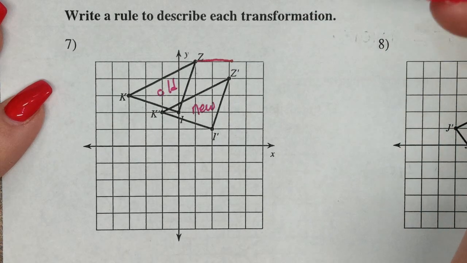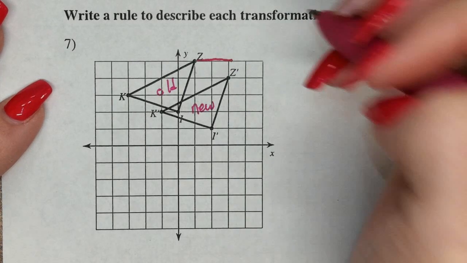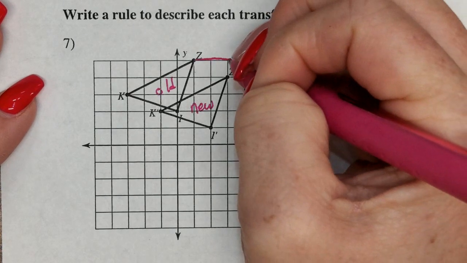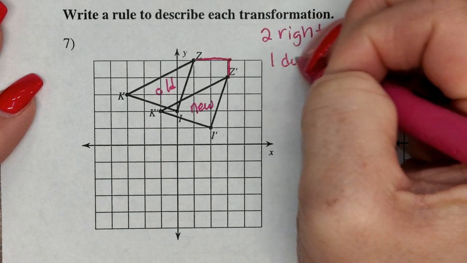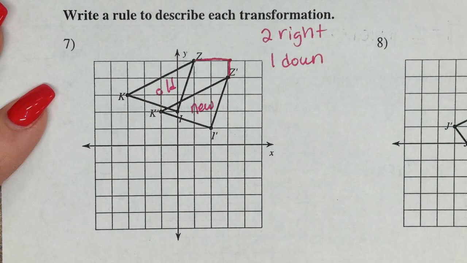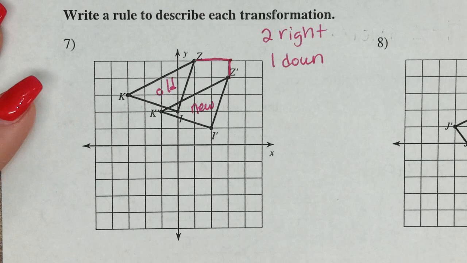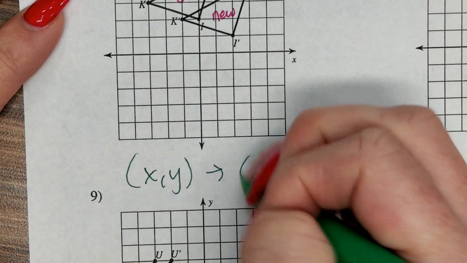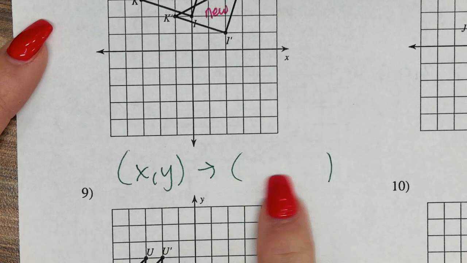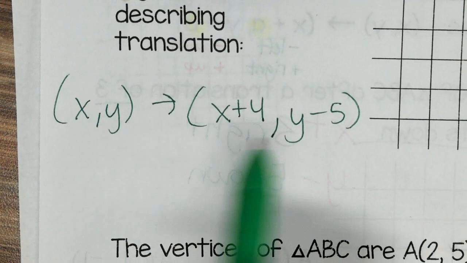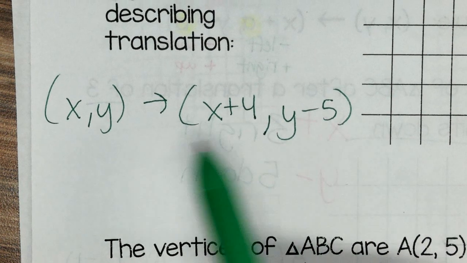To right. So I'm going to write to right. Where else did they go? 1 down. And then I'm going to write an algebraic rule from this. So your answer should look like this. Yes, and then you fill that in right there. So your final answer should look something like that. That's not the answer. That's from my notes.